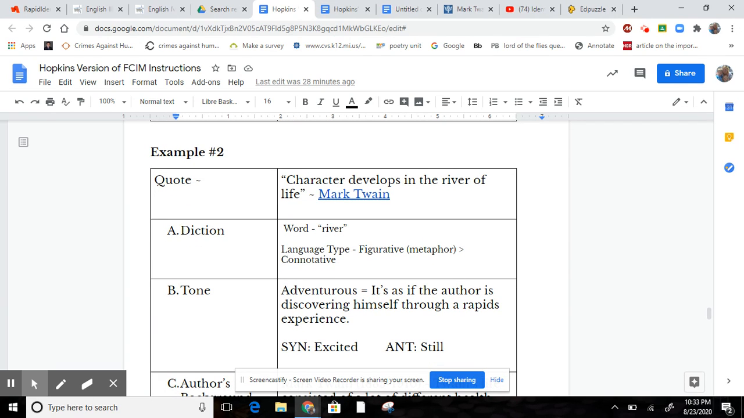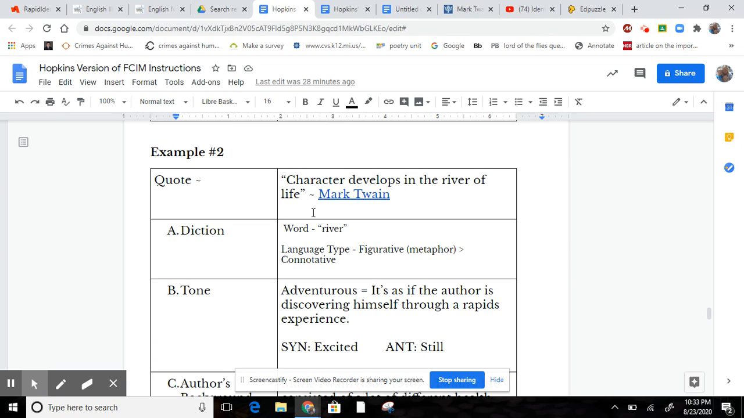So you would be given the quote, character develops in the river of life. That's a quote by Mark Twain. I'll probably also give you some reliable sources for your background, so you'll find your author's names linked to where you can get background information. For A, this would be labeled diction, and then you would have to complete this part. So for diction, I chose the word river.